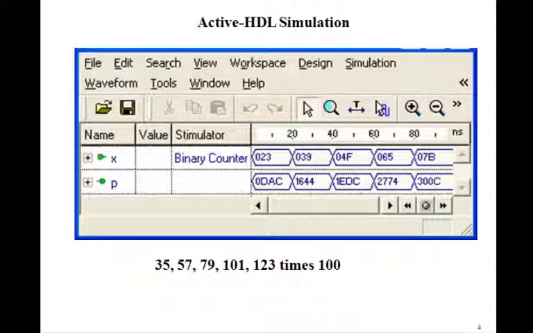We can test it with this simulation. Here I've made a binary counter. These are hex numbers 23 and 39 4F. These correspond to the decimal numbers 35, 57, 79, 101, 123. And if you multiply by 100, you should end up with 3,500, which is DAC. You can check that. 5,700 is 1644, and so forth. So in fact, this technique succeeds in multiplying any value by 100.